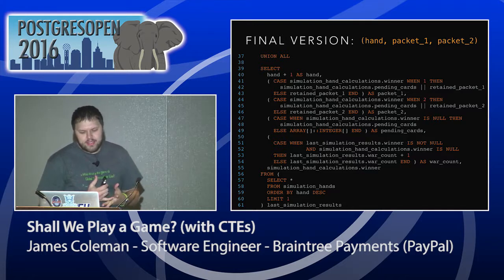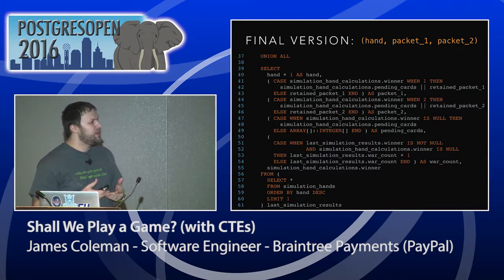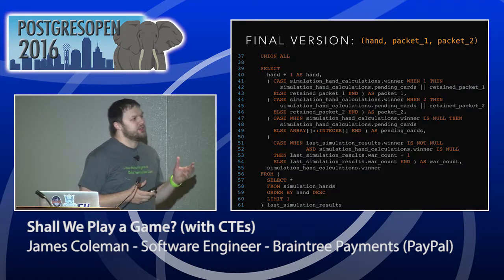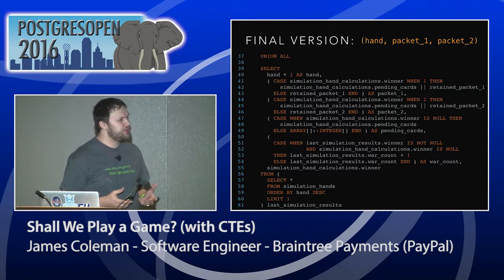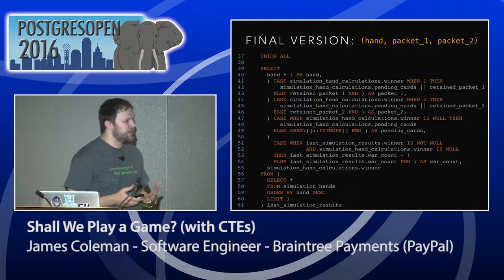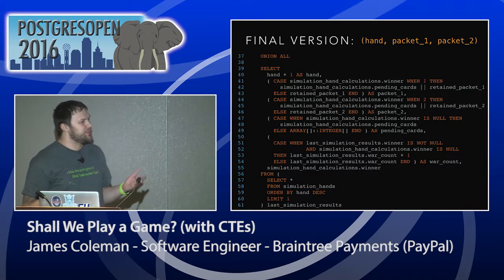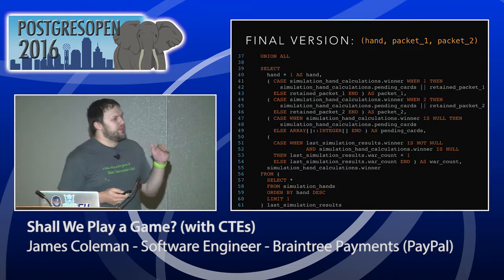Like the last attempt, this also depends on lateral joins. So we'll be looking next at where the retained packet, pending cards, and winner values come from. This was also the version that was hardest to fit on the screen because there are lots of long case statements here that there's just no good way to display enough of the code on the screen at once in a way that you can read. I apologize for that, but we'll walk through it quickly here.